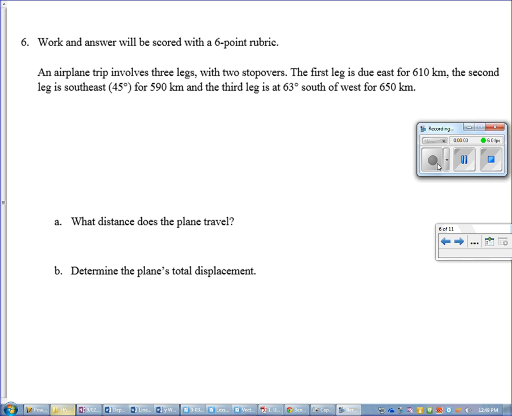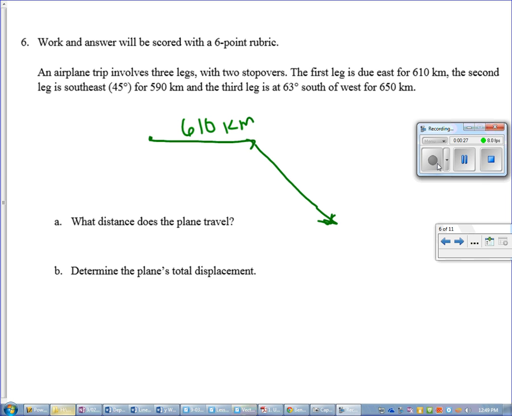Number 6, we have an airplane trip. There are 3 legs of the trip. So each leg is going to be represented by a vector. First leg is going to go due east for 610 kilometers. I'm going to draw that vector going straight east and label it 610 kilometers. Then the second leg will be southeast 45 degrees for 590 kilometers.